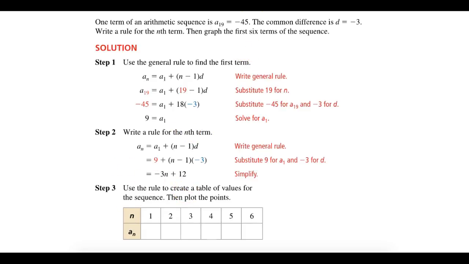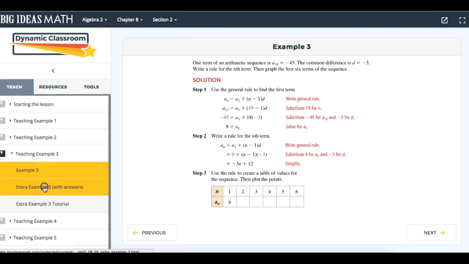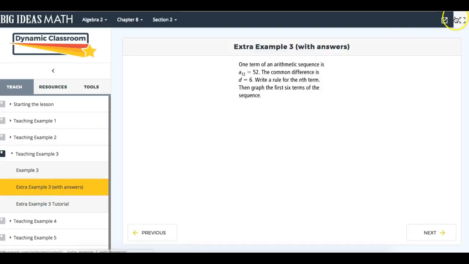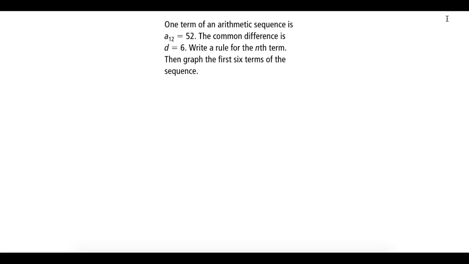So what I want you guys to do right now, to test this out, is do this problem. I want you to go through exactly the same steps that we just did. You know that a sub 12 equals 52. The common difference is 6. I want you to find the nth term rule. So a sub n equals, go ahead and write the rule out. Just follow the same steps that we did before. Go ahead and write it in the text box that comes up, and then we'll get started on the next one.